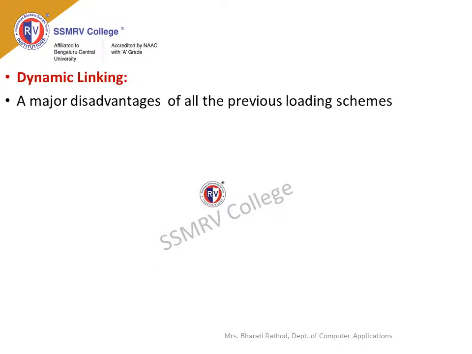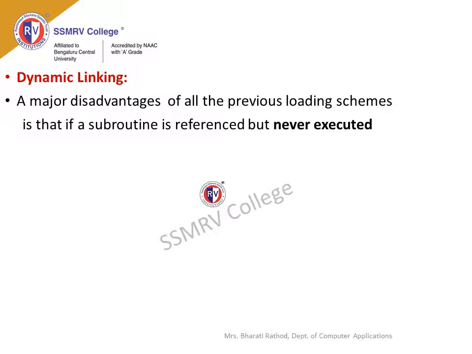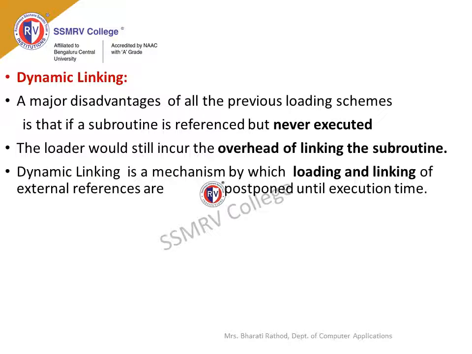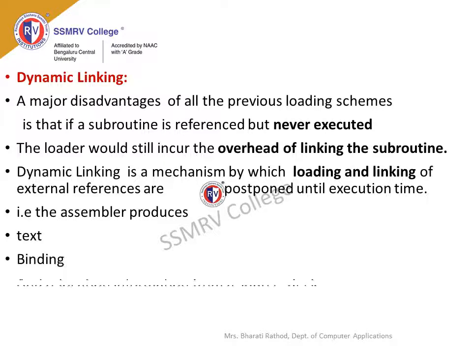Dynamic linking. A major disadvantage of all the previous loading schemes is that if a subroutine is referenced but never executed, the loader would still incur the overhead of linking the subroutine. Hence, we can define dynamic linking as a mechanism by which loading and linking of external references are postponed until execution time. That is, the assembler produces text, binding, and relocation information from a source deck.